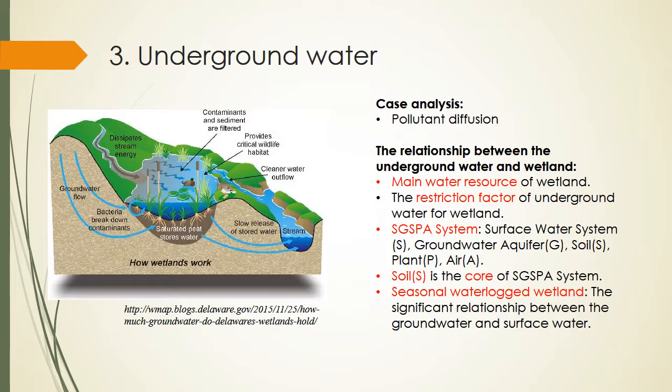And underground water is the main water source of the wetland. The most famous example is the SGSPA system over here, which includes the surface water, groundwater, aquifer, soil, plant, and air. Among those elements, soil is the core, because all the cycle activities are completed through the soil.